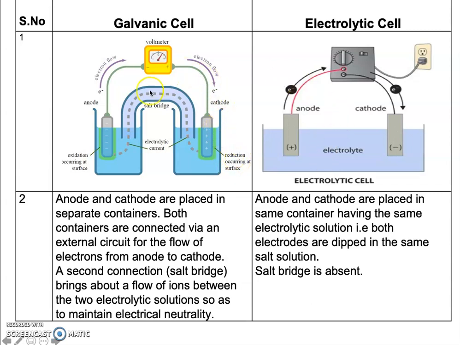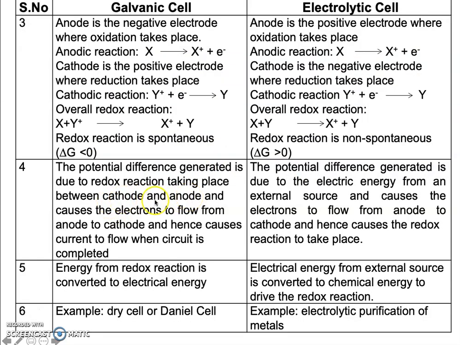Now, another striking difference between the galvanic and the electrolytic cell is the presence of the salt bridge. The salt bridge, you can see here, is an inverted U-tube, and its function is very much vital for the smooth flow of the galvanic cell. Its major functions I'll be explaining in the coming slides. But here you can see that in the case of an electrolytic cell, there is a total absence of the salt bridge.